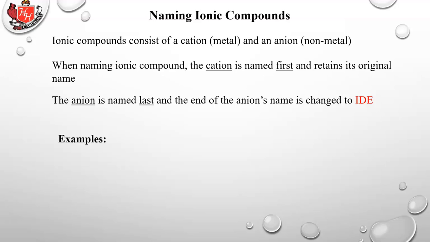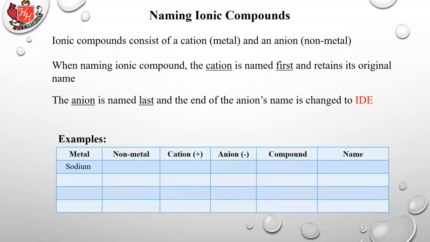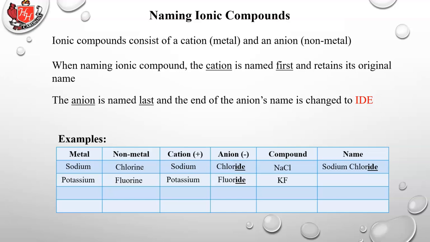So here's some examples. If the metal is sodium and the nonmetal is chlorine, then the cation is sodium, which retains its name. The anion becomes chloride. So the compound is NaCl and the name is sodium chloride. If you take potassium and fluorine, the cation is potassium. The anion becomes fluoride. That's KF, and the name is potassium fluoride.